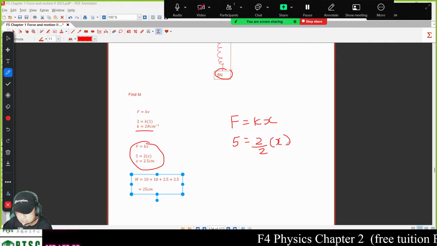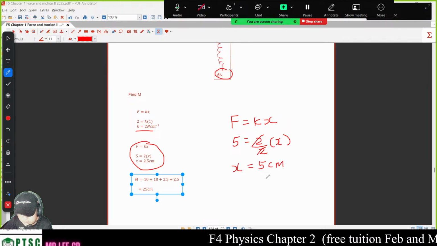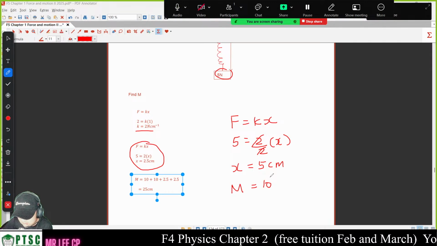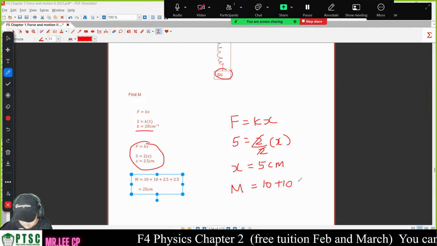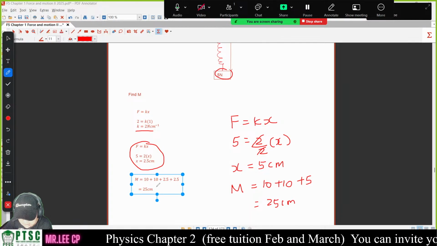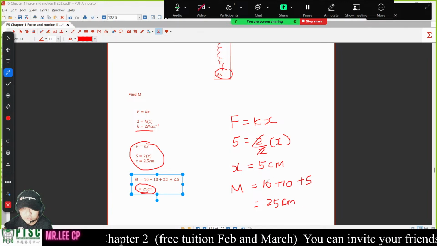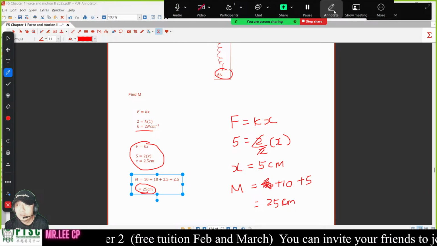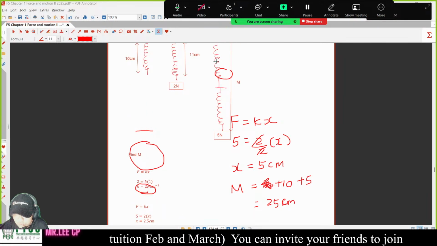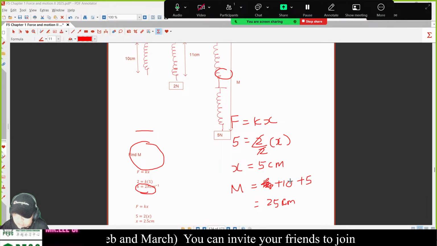So answer is find x. So I cancel. This one is your x. X is 5 cm. So how much is M? M is original length 10 plus original length 10 plus 5. Then you get 25. You get back to the same thing. But normally when my student, they do it this way, they'll get it wrong because they just use 10 plus 5. Right? Because this 5, extension 5, is for two spring together. So they will forget, this one is original 10, cikgu. Why you need to 10 again?